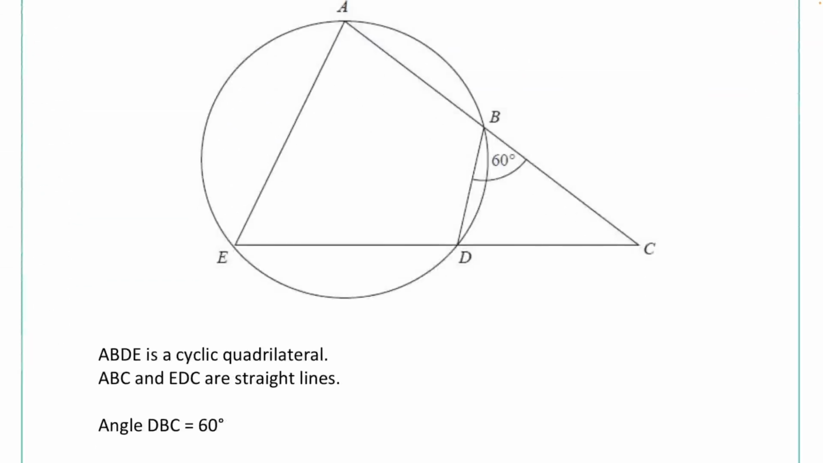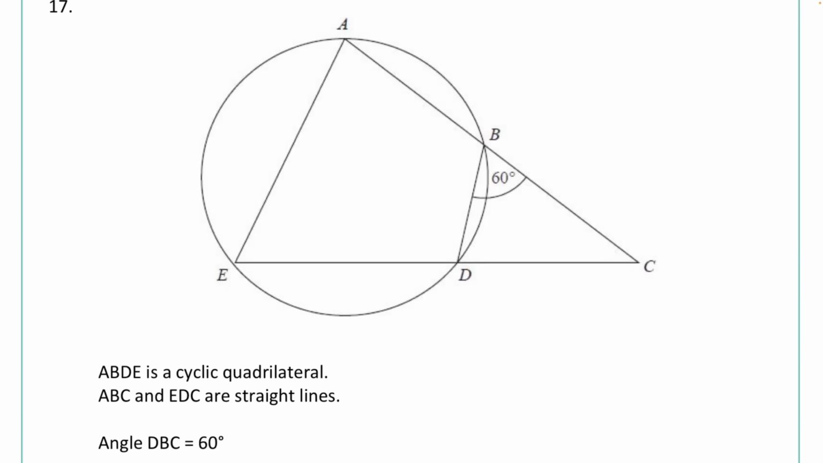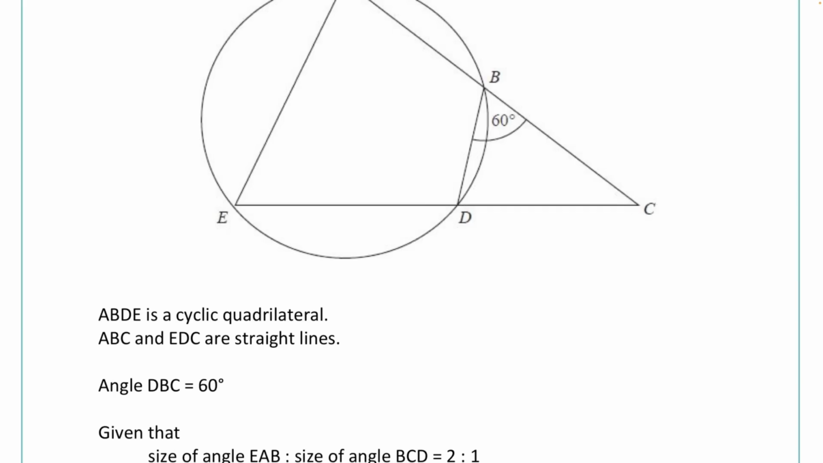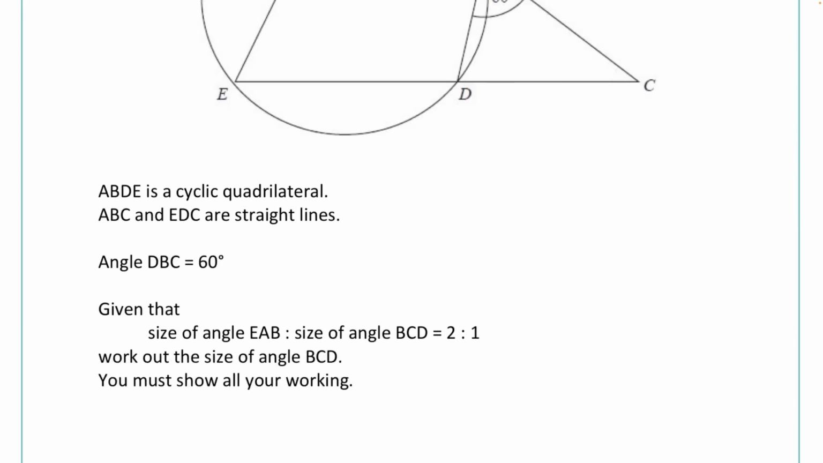So for this question, we have a circle theorem. It says here, ABDE is a cyclic quadrilateral, and ABC and EDC are straight lines. Angle DBC is 60, that's given to us in the diagram. It says, given that angle EAB to the size of angle BCD is 2 to 1.